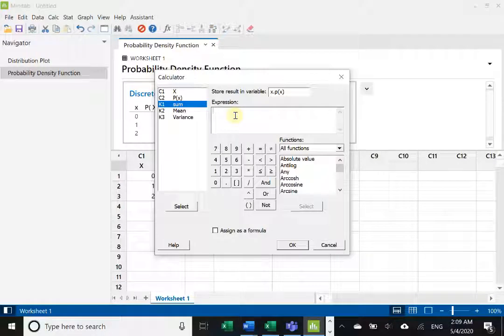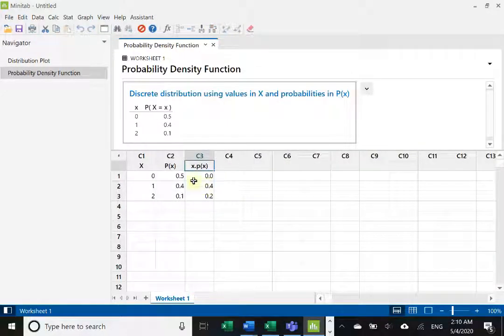Now the expression is actually the formula, and you don't have to type this. If you hit X, select, there you go, X, and we're going to multiply it. This is the multiplication symbol, times. We're going to multiply by probability of X, that's in column 2. There you go. That's my mathematical expression: XPX. It's going to create a column, and that's where it's going to place the products. Hit OK, and there you go. You see they appear here in your worksheet.